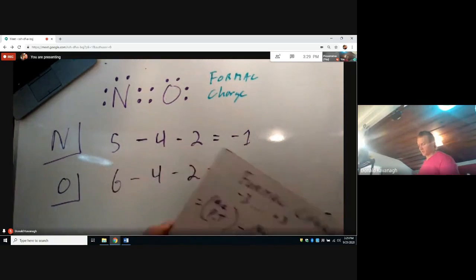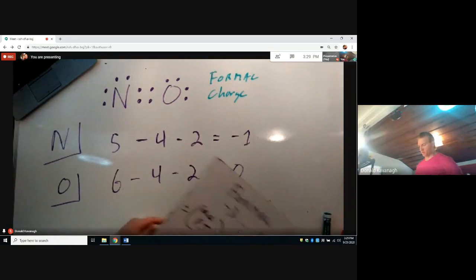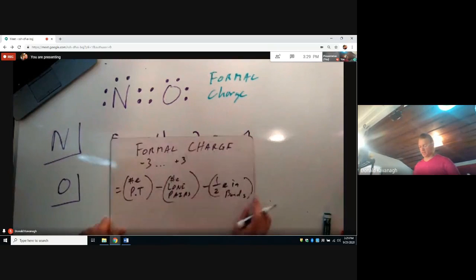This is how you calculate the formal charge for atoms in a Lewis dot structure. It's not a difficult calculation. It just needs to be defined and explained.